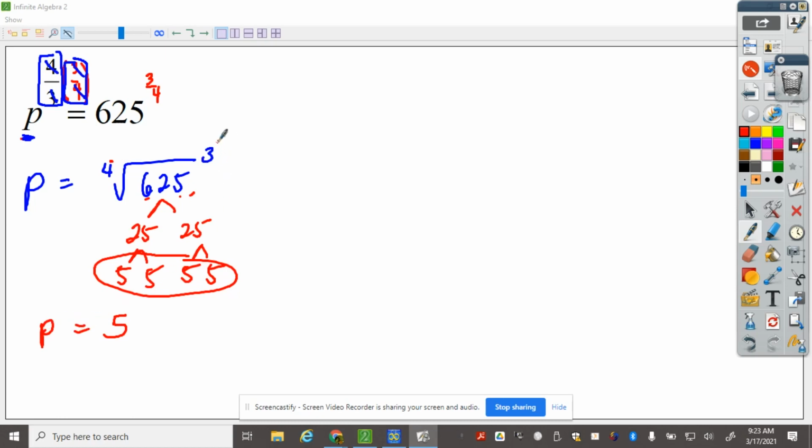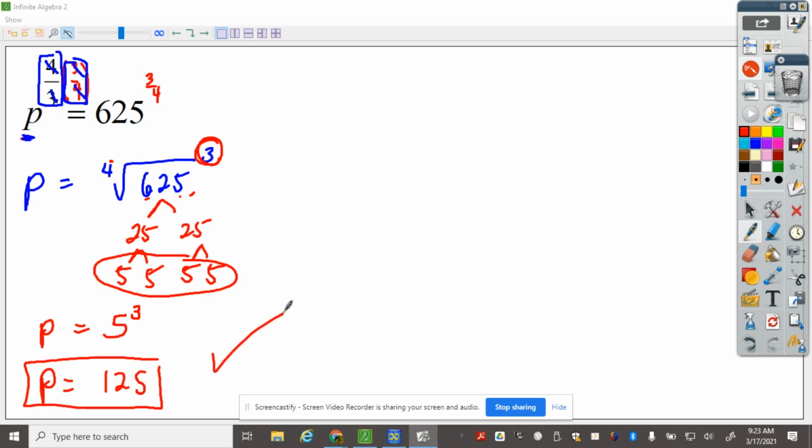But remember, guys, that there's a 3 waiting outside. What's 5 to the third power? It's going to be 125. Kaboom.